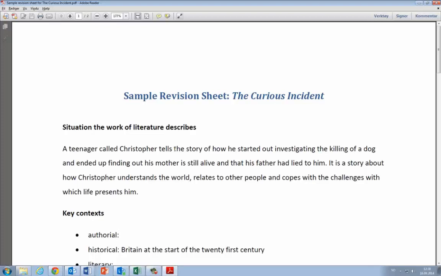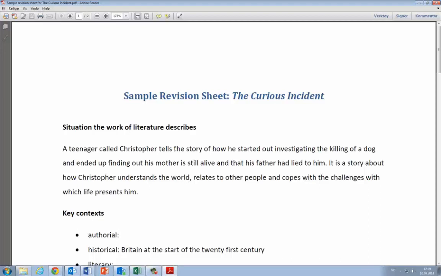So I think the point here is that each time you make one of these sheets, you need to shape it in a way that works best for you. And I'd recommend that you try to keep it to no more than one side of A4. So I'm just going to talk briefly through the example I have given here, which is not complete for obvious reasons, but it also relates to the curious incident.